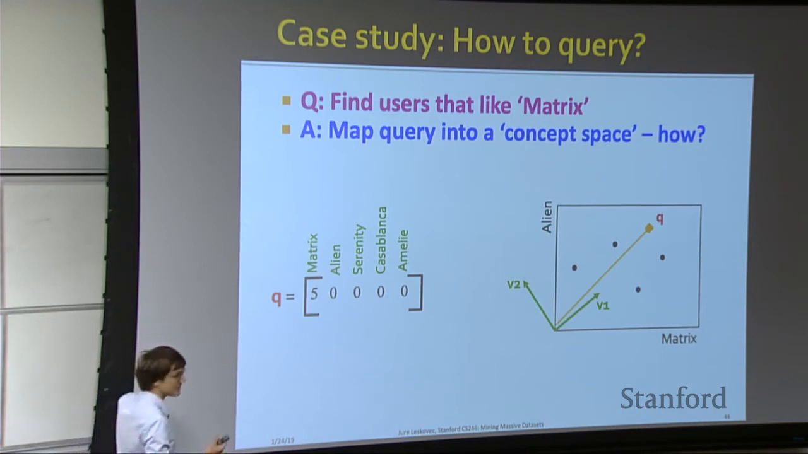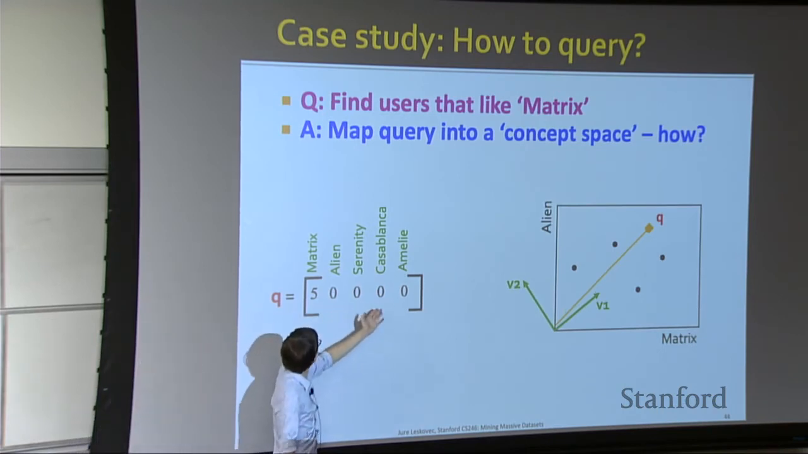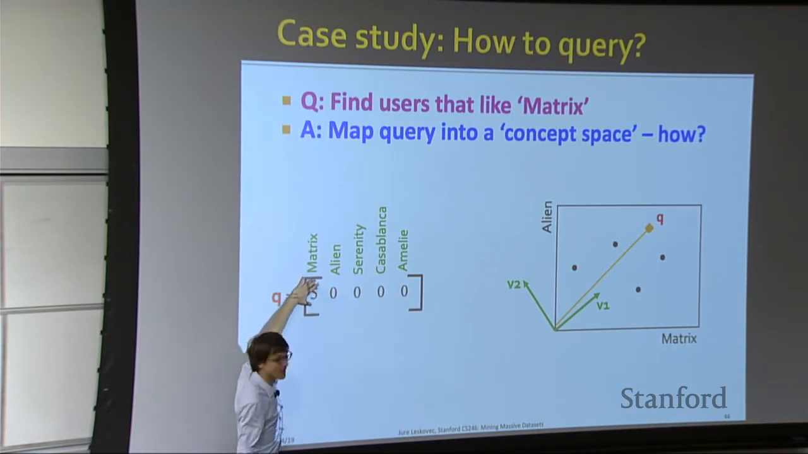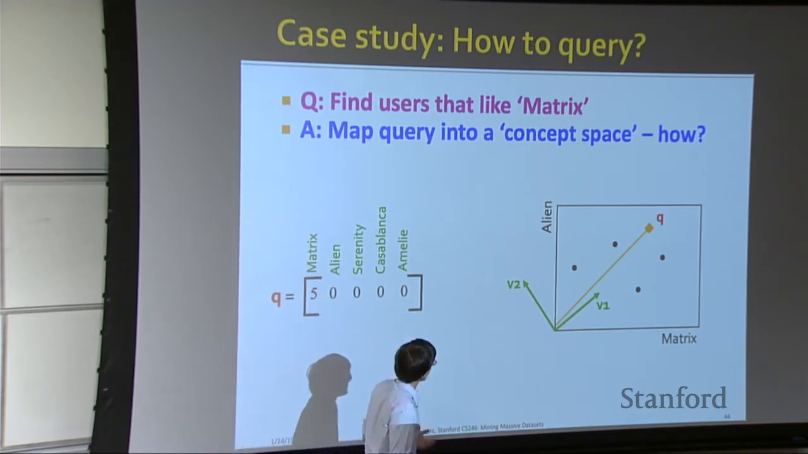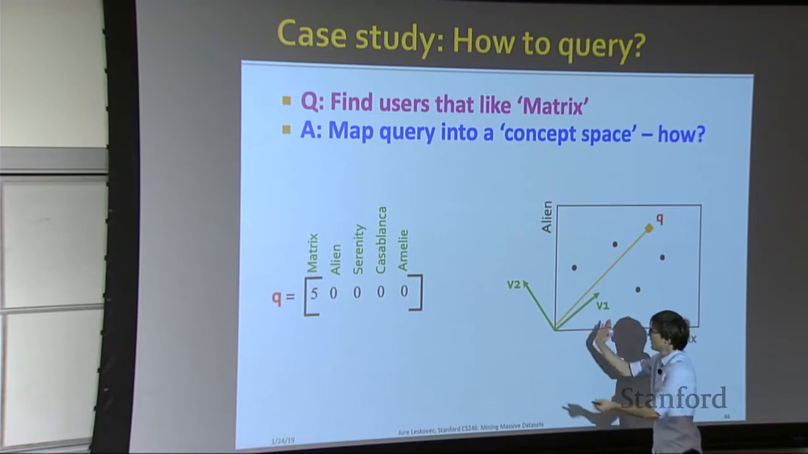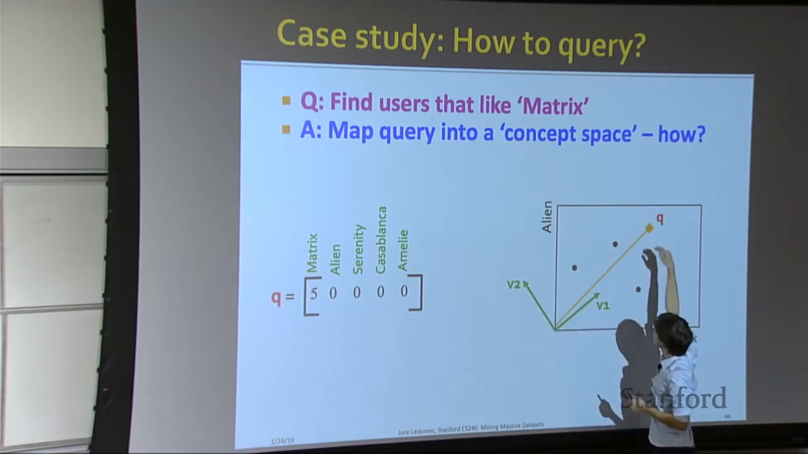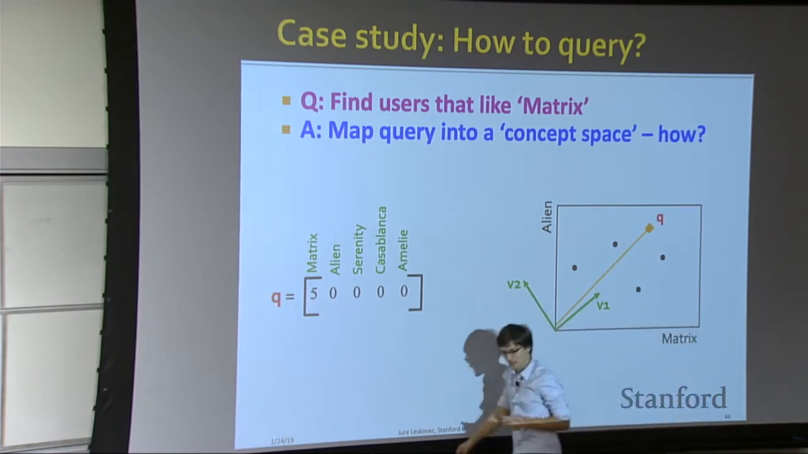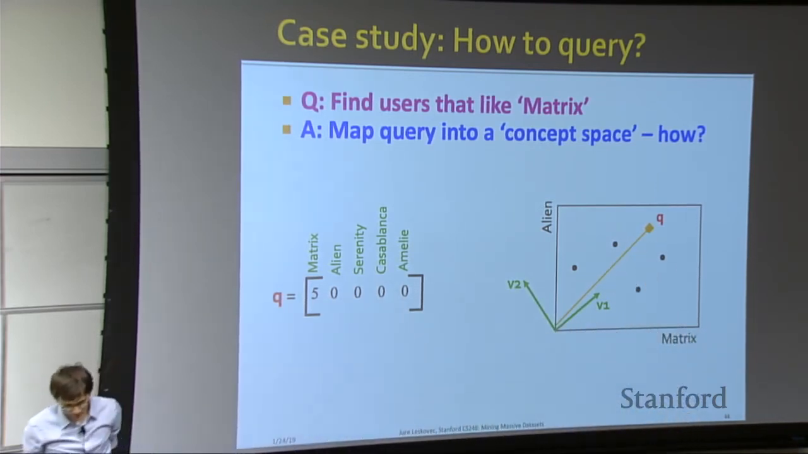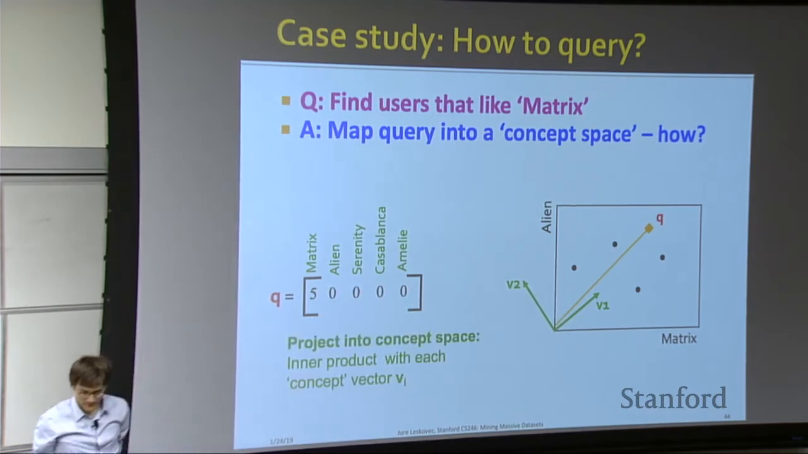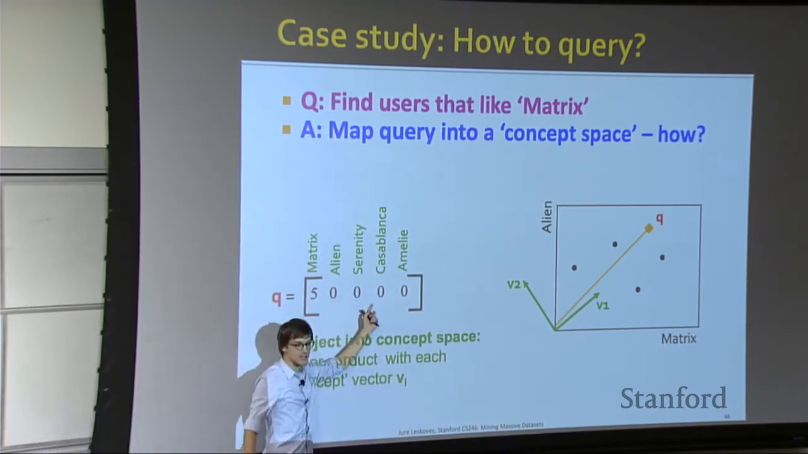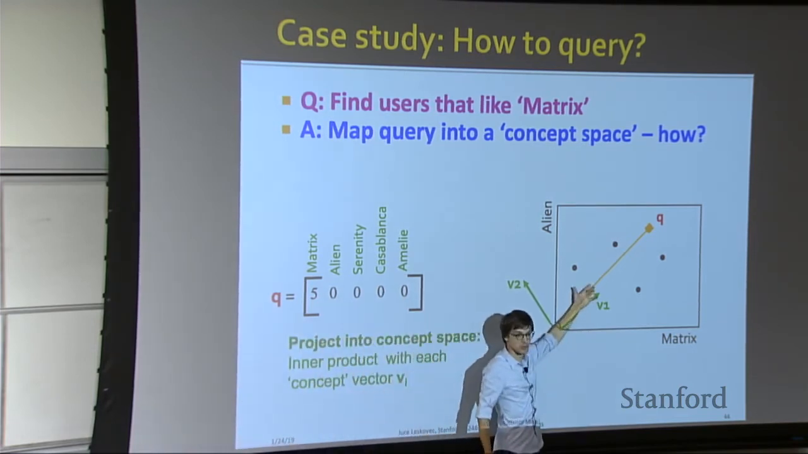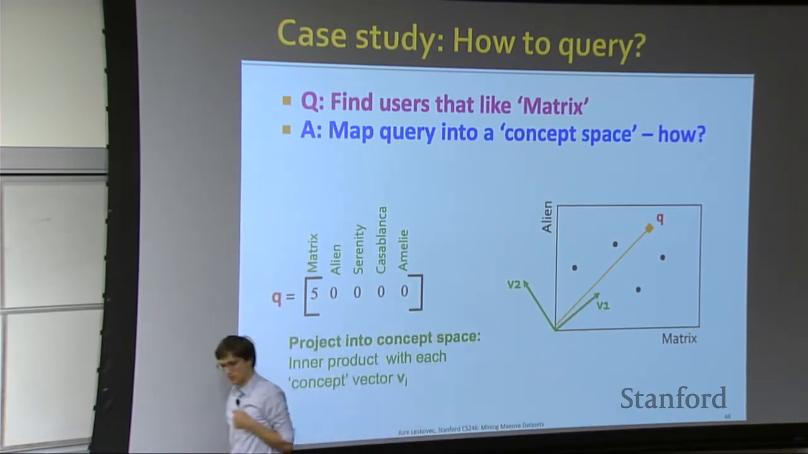So imagine, what is my query? My query is the following point, right? I have my five movies, and I would like to find people who are similar to the following vector. They really like the movie Matrix, and the rest I don't care about, right? So the way I can think of this is that if I live in some latent dimensions, and this is the matrix concept, I have this query point Q, and I want to do a nearest neighbor search here, right? But I don't want to do that directly over the ambient space, but in this projected, dimensionality reduced space.